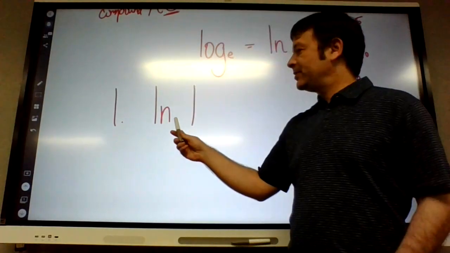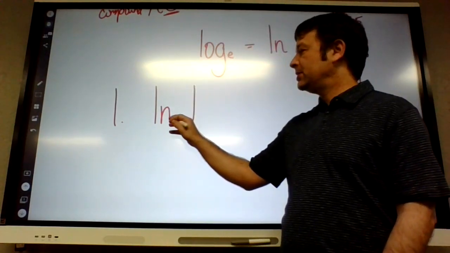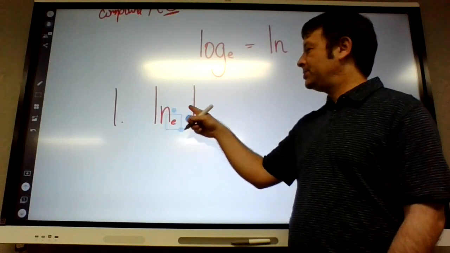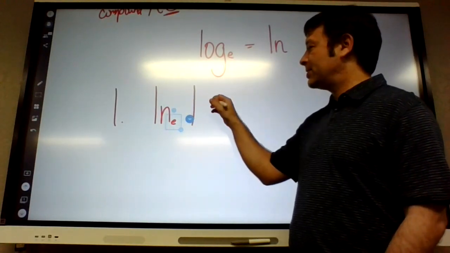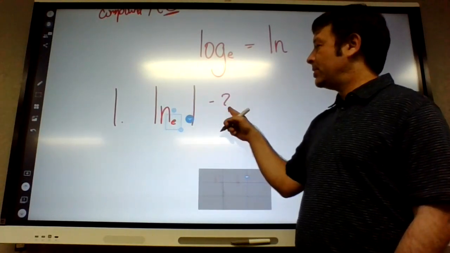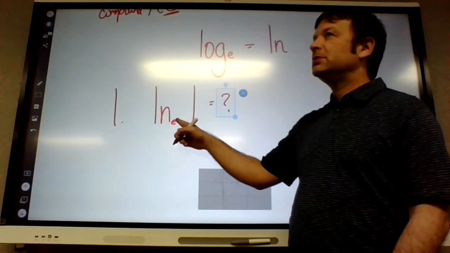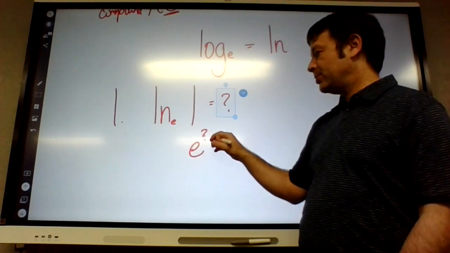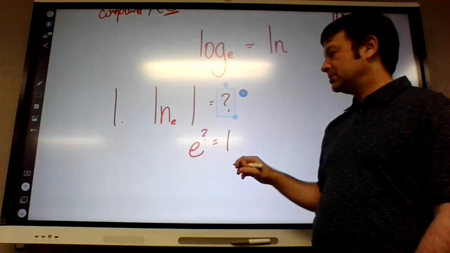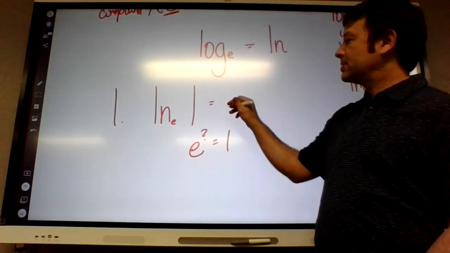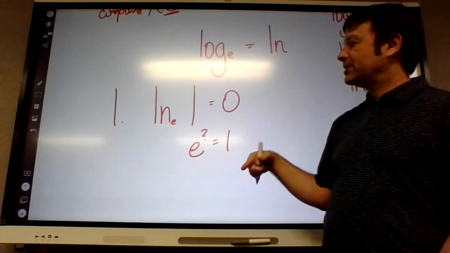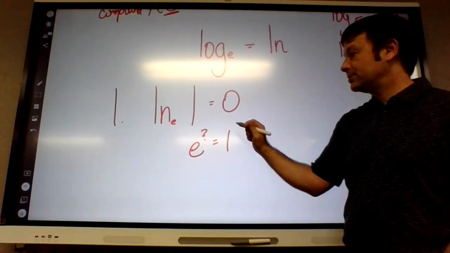So, what's my invisible base right here? E. So this really means e to the what power equals 1? Remember it's like the ACD thing. Yes, e to the what power equals 1. And the answer is 0, because anything to the 0 power equals 1.